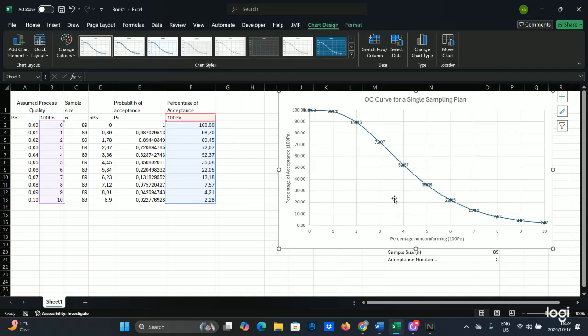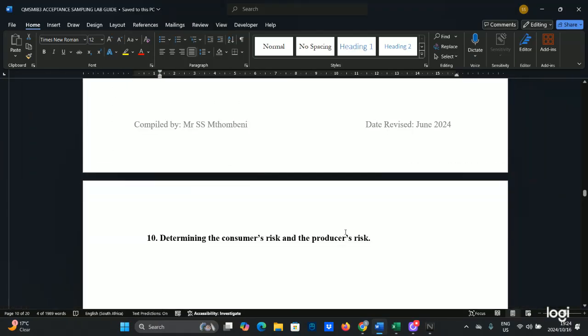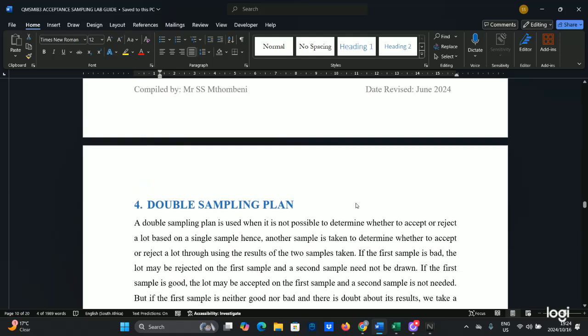In the next video, I'll be going over a double sampling plan. But before I conclude, let me check if there's anything that I'm missing that I didn't cover.